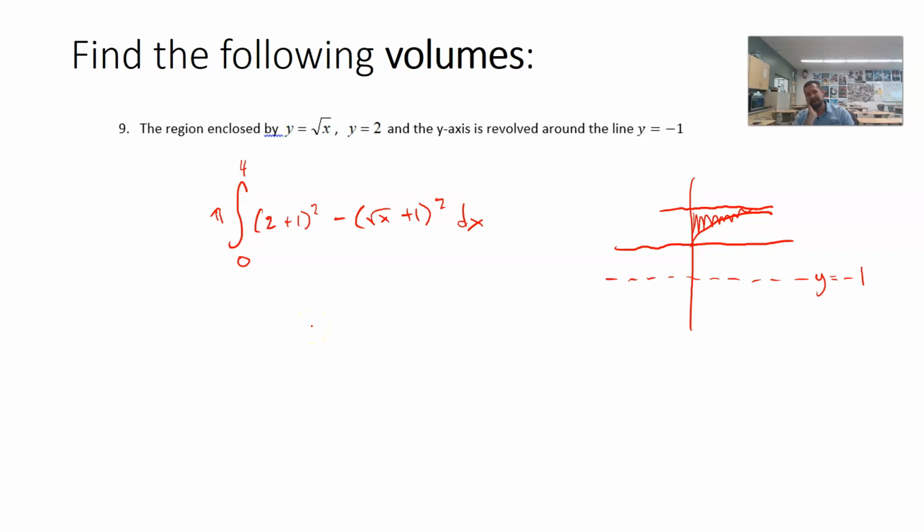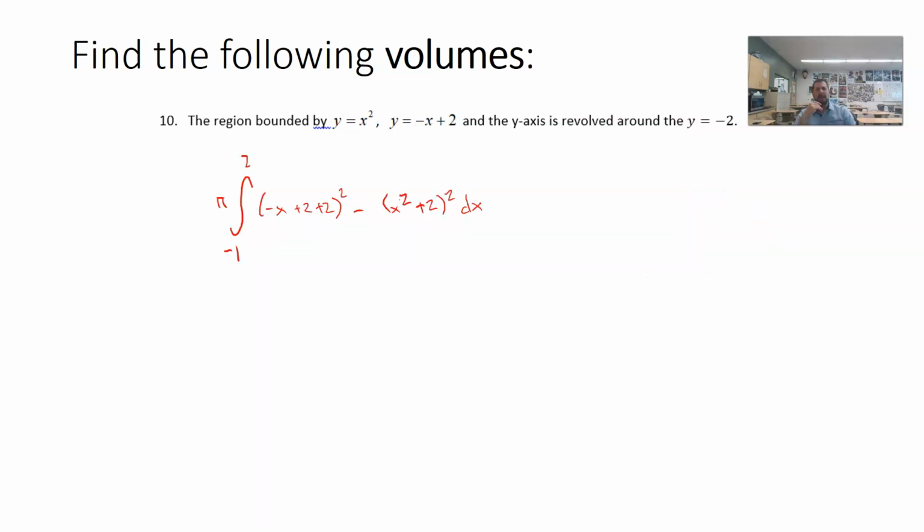Type that into your calculator and that will tell you the volume that is generated by revolving this shape around the line y equals negative 1. On number 10, we're going around the line y equals negative 2.